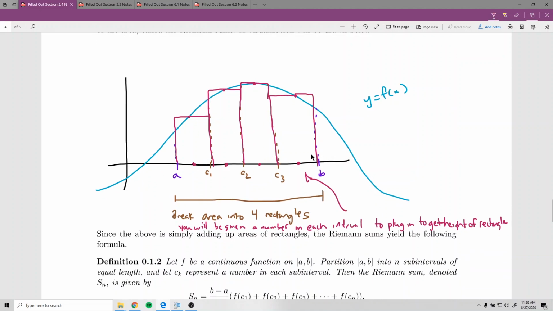Since we know how to find the area of rectangles, what we would do is find the area of each rectangle and add them up. And that is what the Riemann sum is.